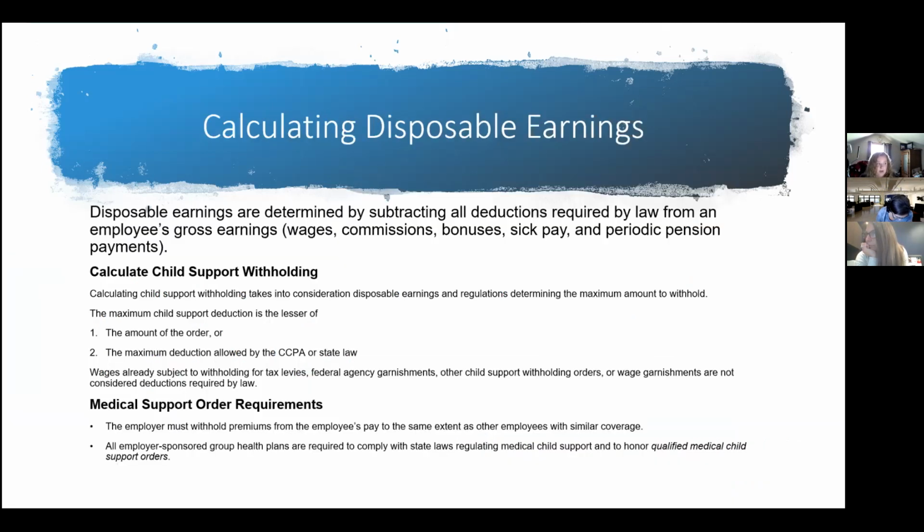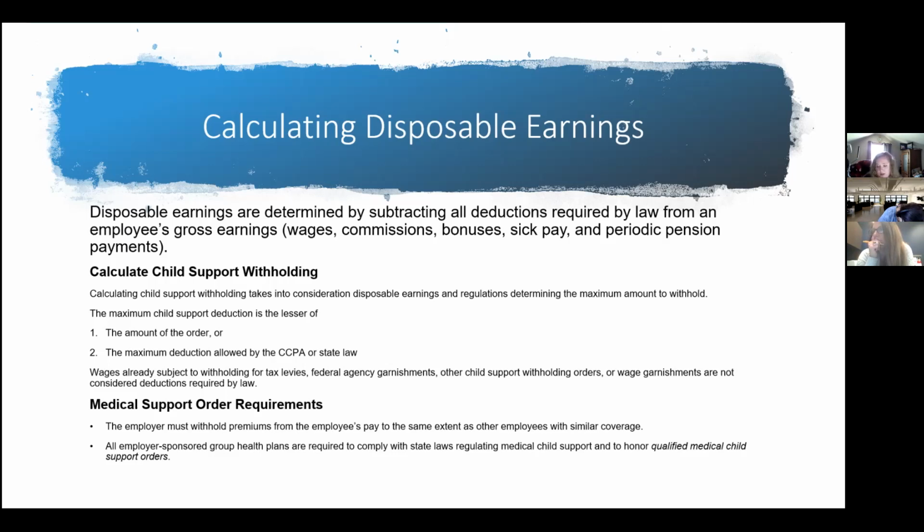Child support's always fun. Disposable earnings: the easiest way to remember is that it's subtracting all of the deductions required by law from an employee's gross earnings. So to calculate disposable earnings, you're not going to take their pay and subtract everything that's supposed to be deducted from their check. You're only going to take deductions that are required by law. Taxes, those are required by law. Health insurance, not required by law. So you have to be a little careful when calculating disposable earnings.